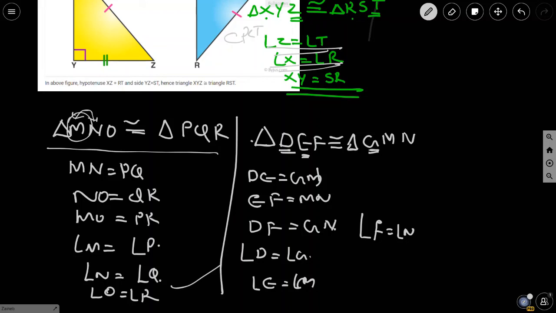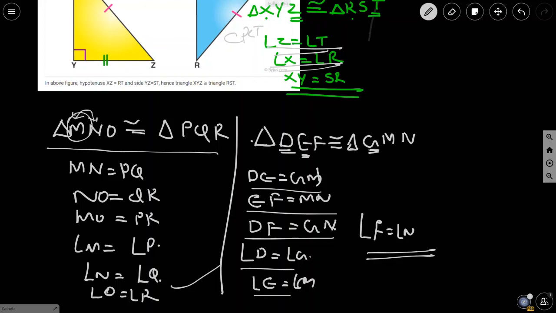Then here DEF congruent to GMN. Same as last, DE is equal to GM, EF to MN, DF to GN, then D is equal to G, E is equal to M because of second position, third position F is equal to N. This is the rule of naming. When you are naming congruency, you have to be careful because if the order is wrong, you won't get the corresponding sides in the same position.